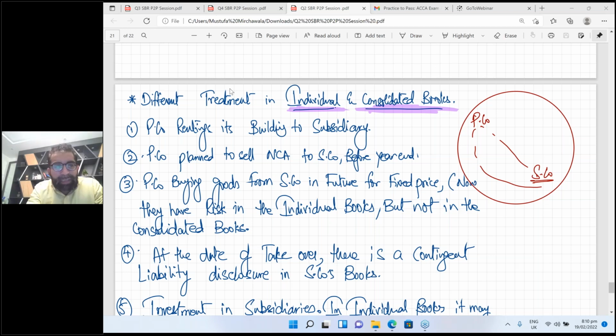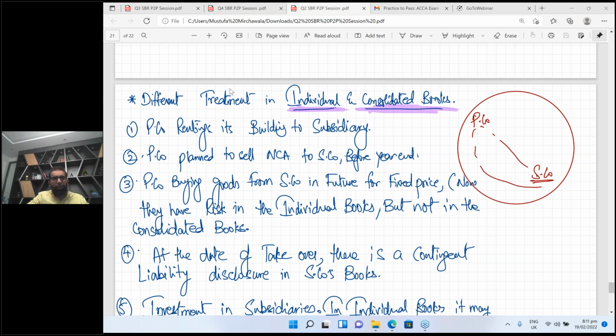Listen, P company is buying goods from S company in the future for a fixed price. Now they have risk in their individual books, but not in the consolidated books. Yes, easy, just use your brain. Be relaxed. Today, the parent company promises S company that I'll buy inventory, let us say steel, at the rate of rupees 100 per dollar after 1 month. The rate is fixed.